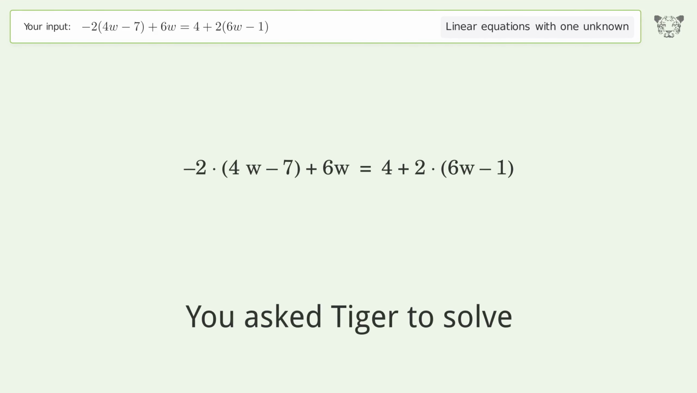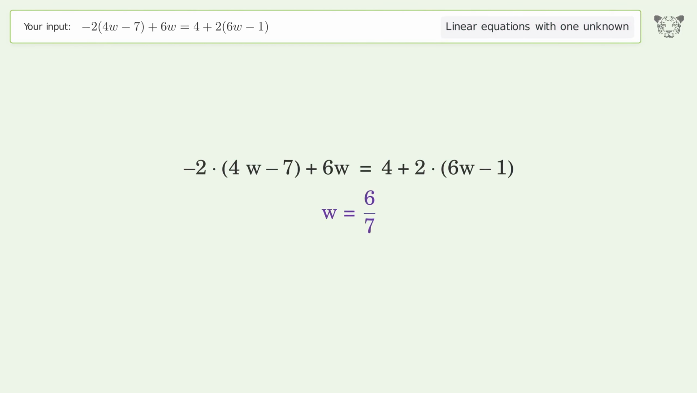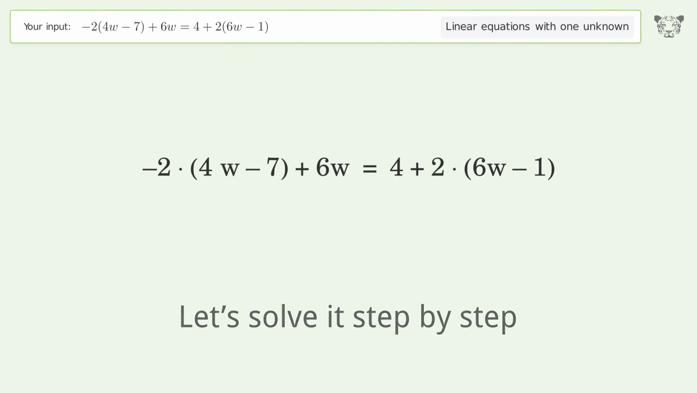You ask Tiger to solve this. This deals with linear equations with one unknown. The final result is w equals 6/7. Let's solve it step by step.